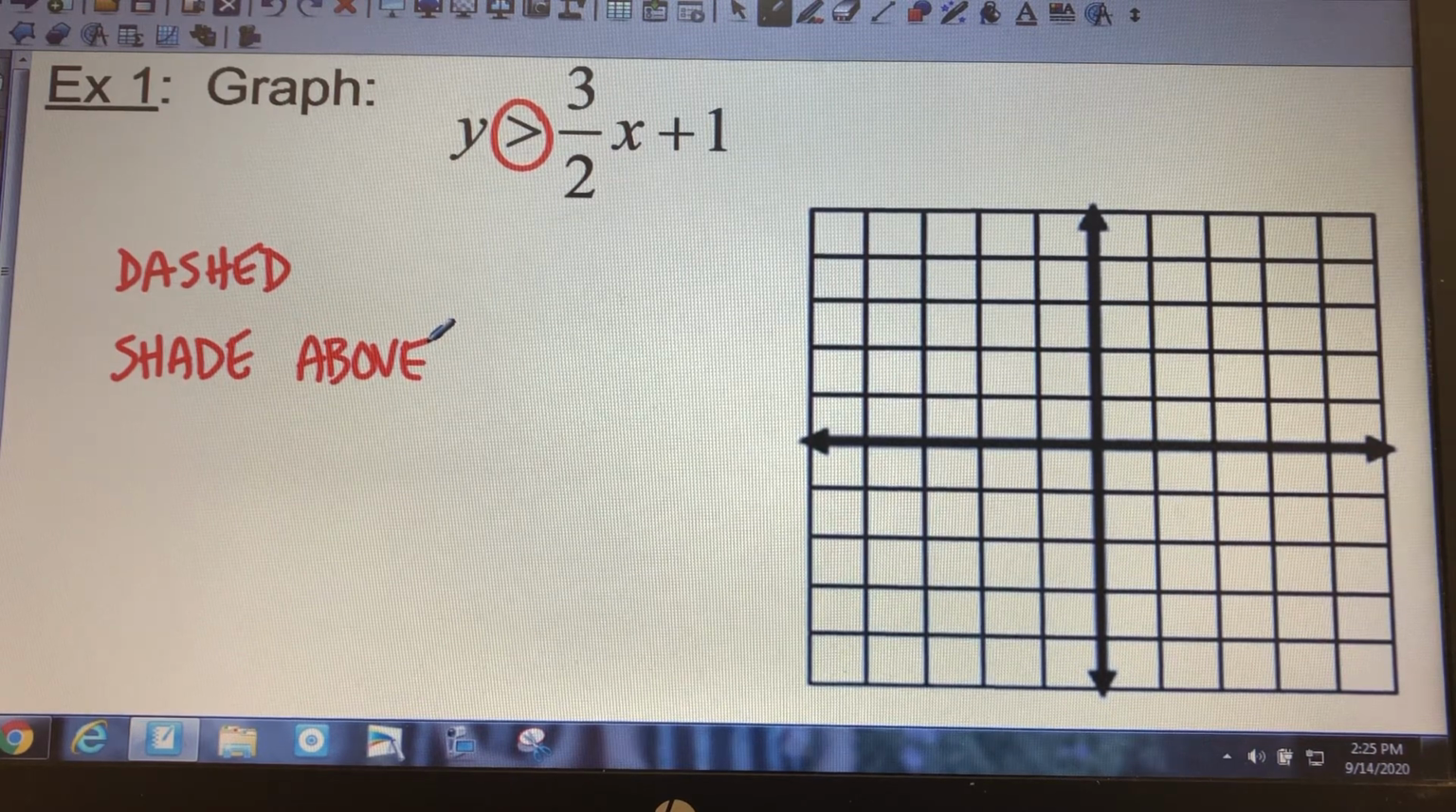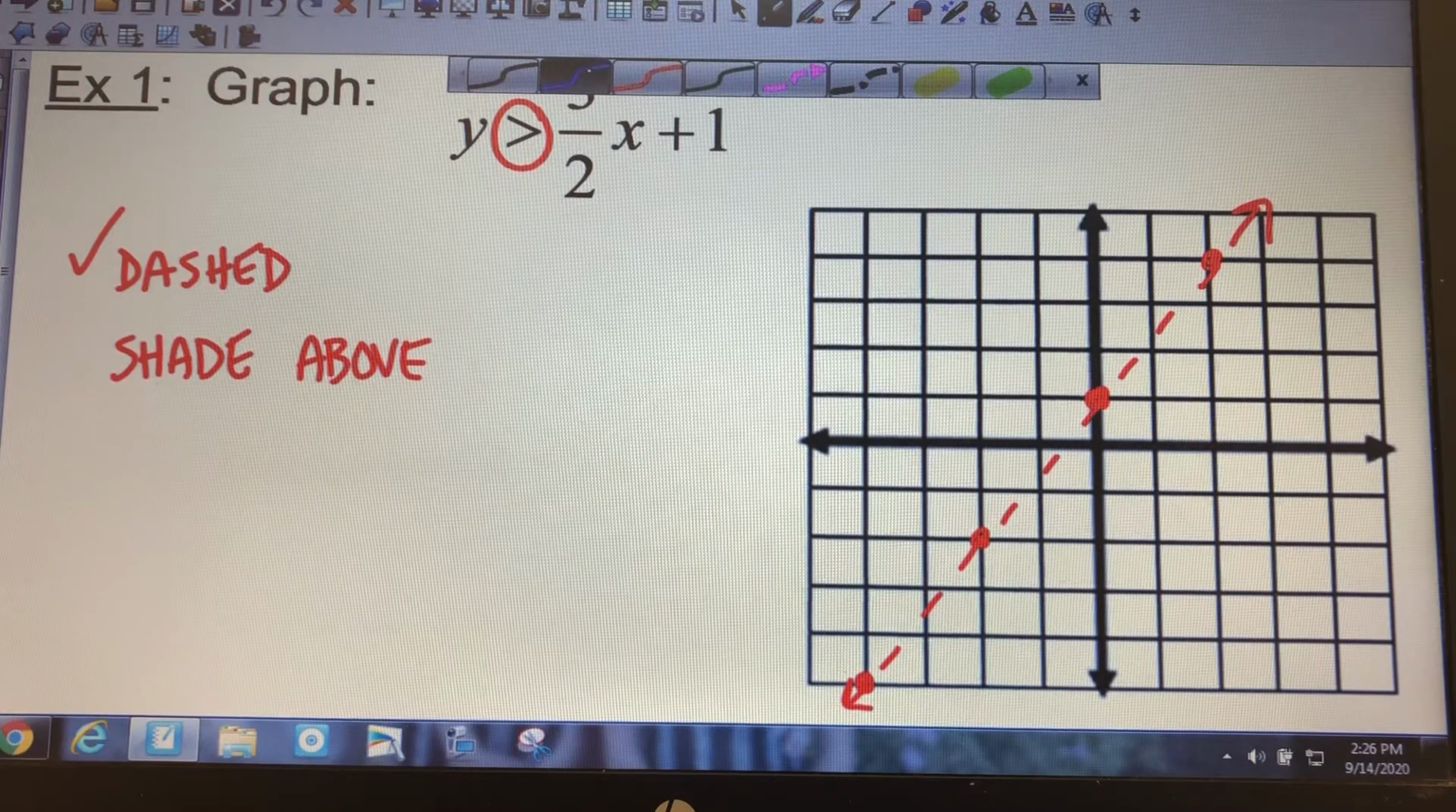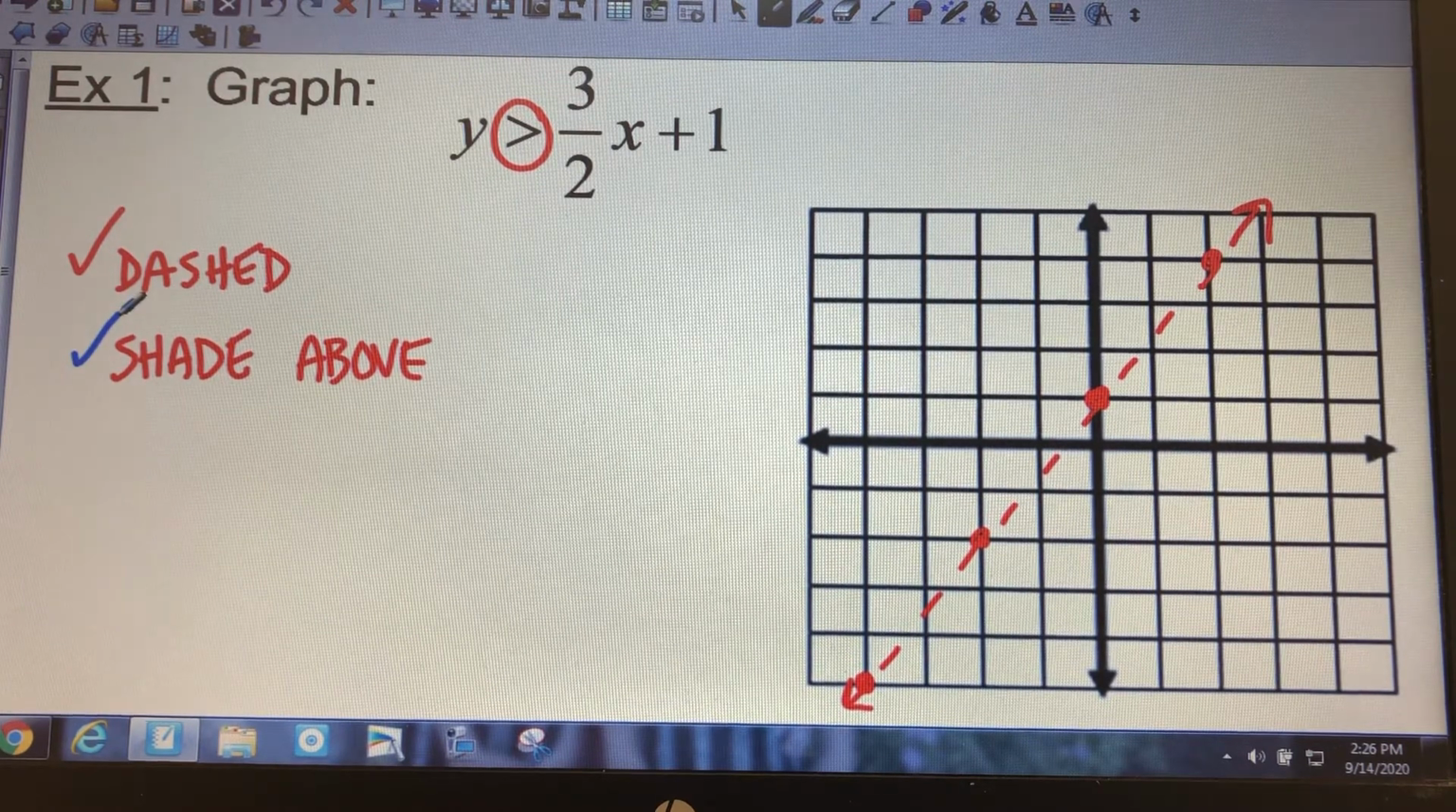So this is a linear equation. The y-intercept is +1. The slope is 3/2, so up 3, right 2. If you go in reverse, down 3, left 2. So we're going to connect those dots, but before we connect them, we have to make sure it's a dashed line. Okay, so it's a dashed line. So that is not part of the solution set. Now, we need to shade above because it's greater than.